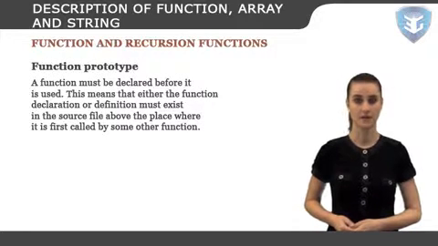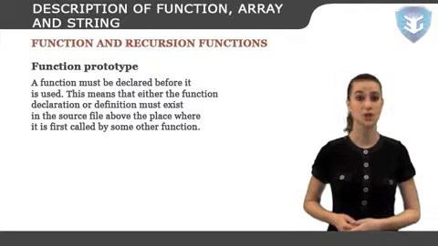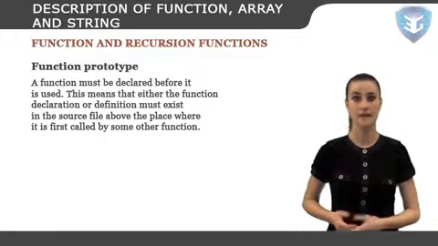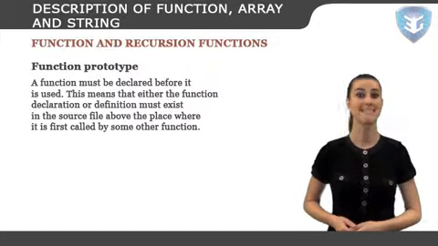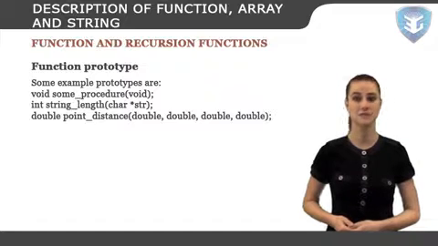Function prototype. A function must be declared before it is used. This means that either the function declaration or definition must exist in the source file above the place where it is first called by some other function. A function declaration or prototype is an interface specification. It states the function name, the number and type of input arguments, and the return value type. It enables the compiler to perform type checking to ensure the argument types being passed to the function match the interface definition, which catches many coding errors at compile time.